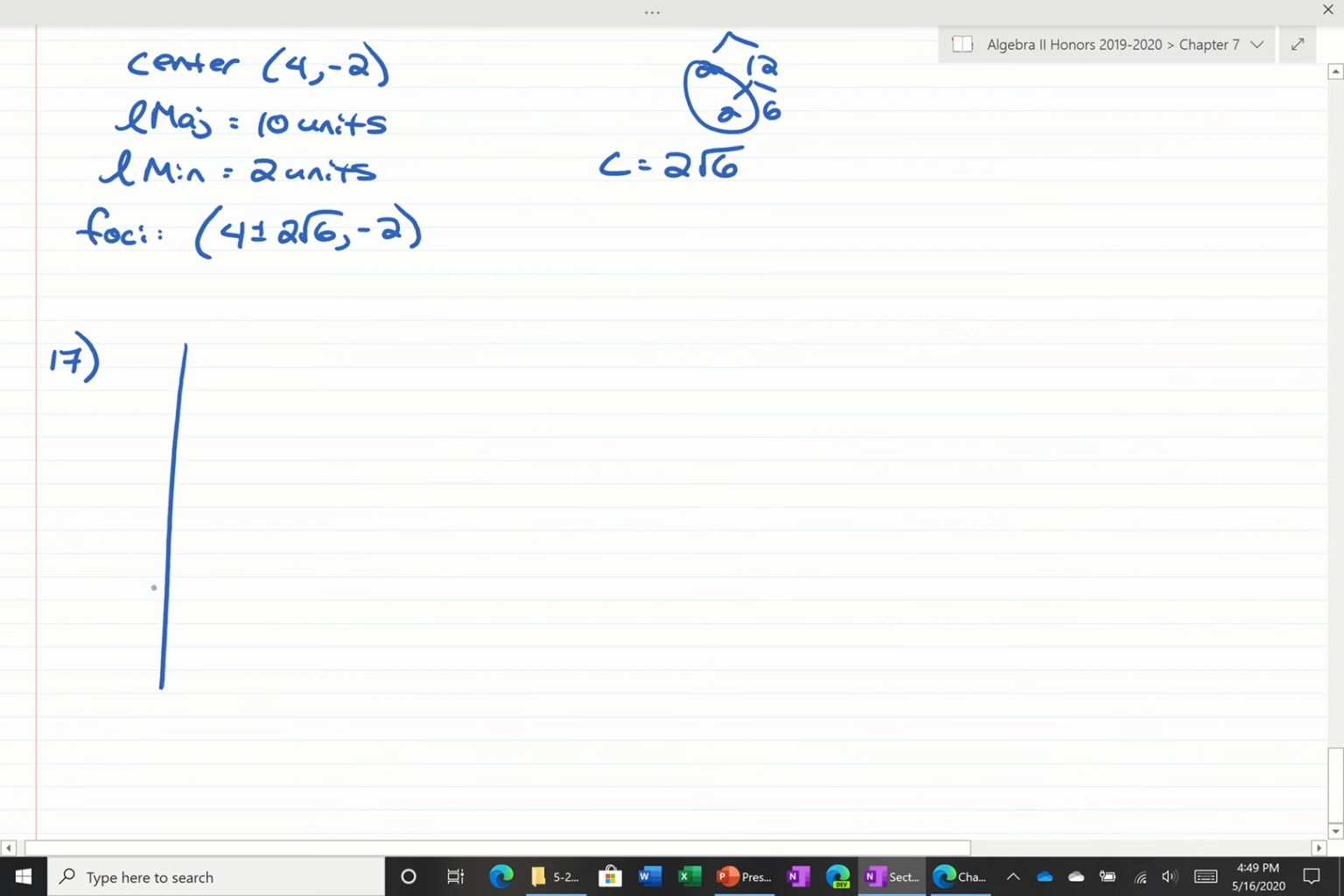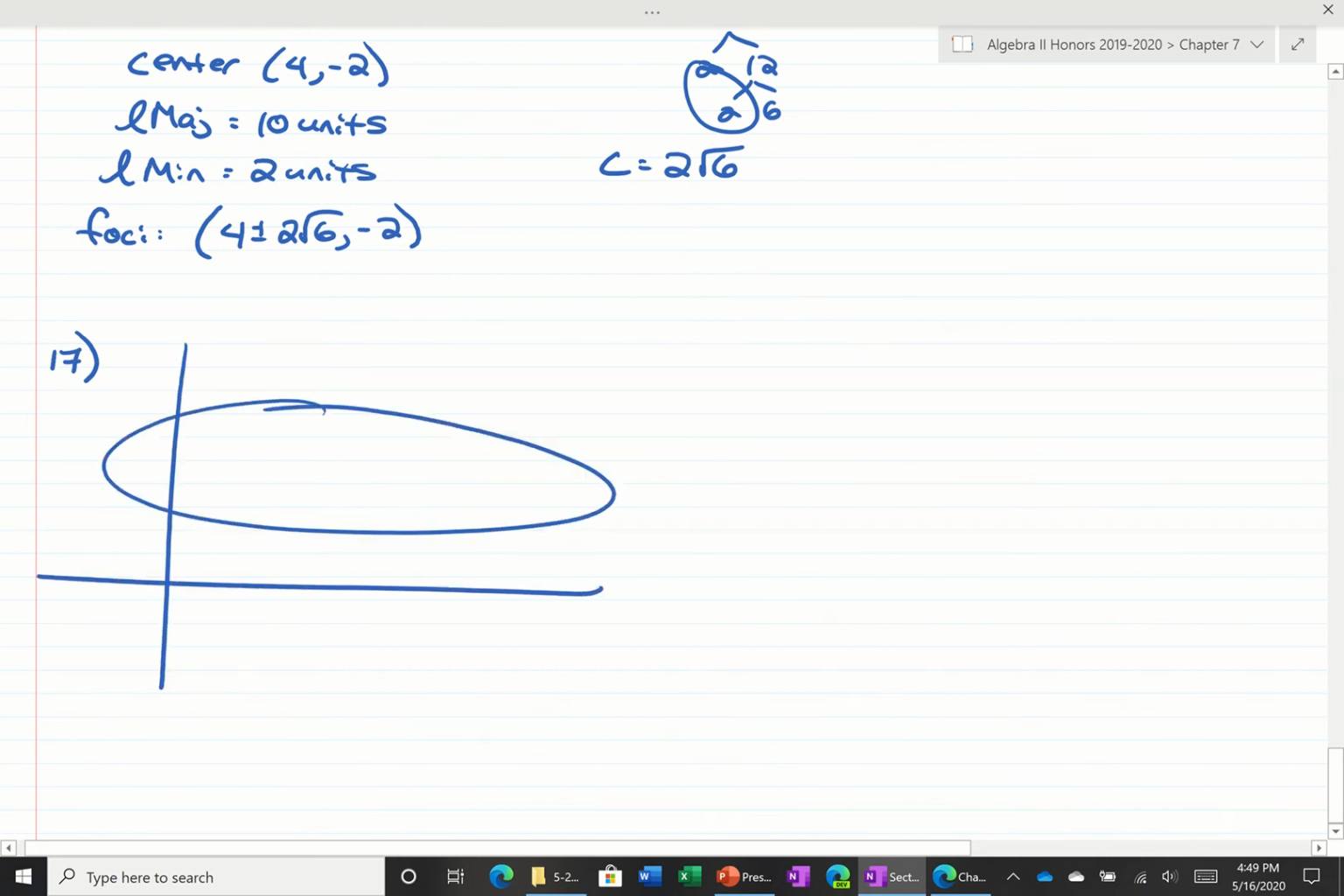17 gives us a graph, something like this. And it tells us that the endpoints are 13, 4, and negative 3, 4. That's the endpoints of the major axis. So somewhere in the middle, that would be the center. And then we also have foci. Looks like they're a little bit less. The foci would be 5 plus root 55, comma 4. And this one would be 5 minus root 55, comma 4. And it wants us to write an equation.